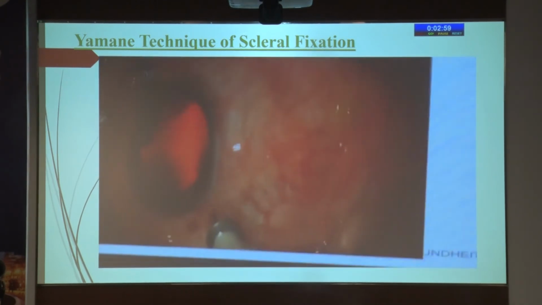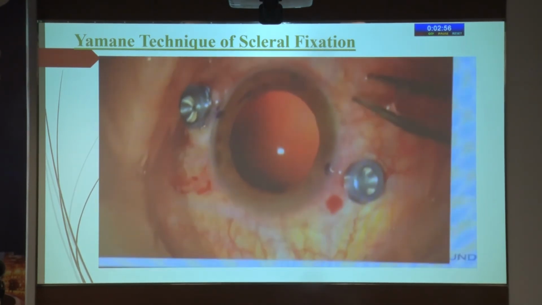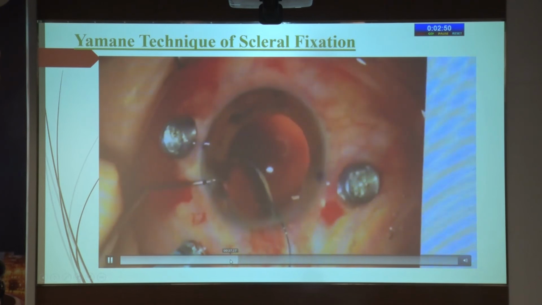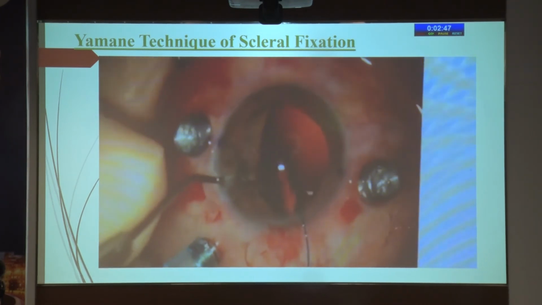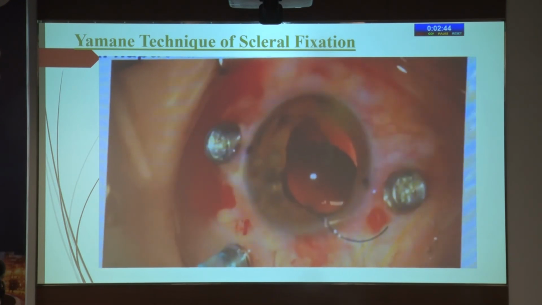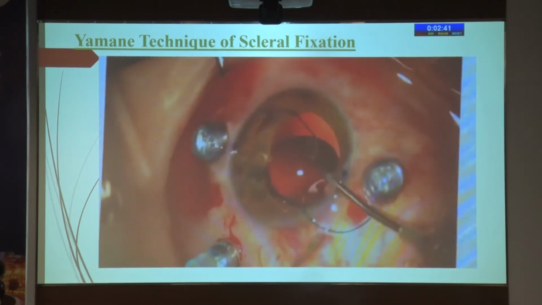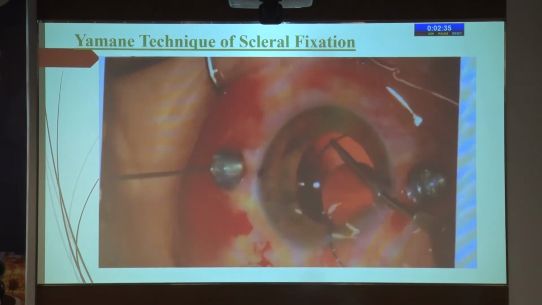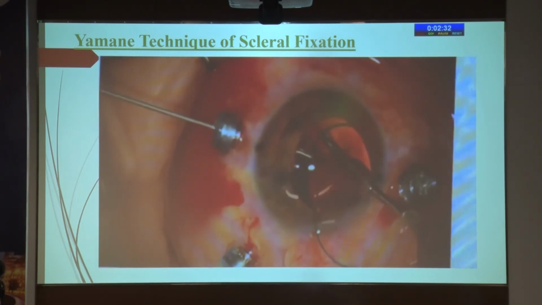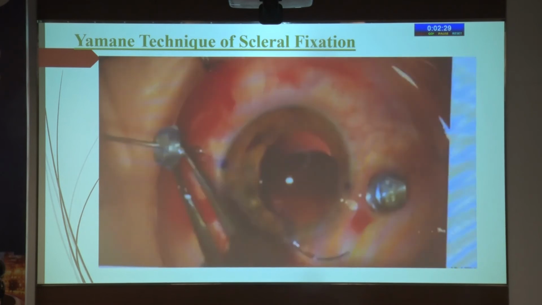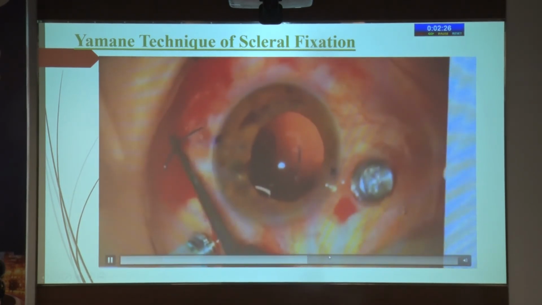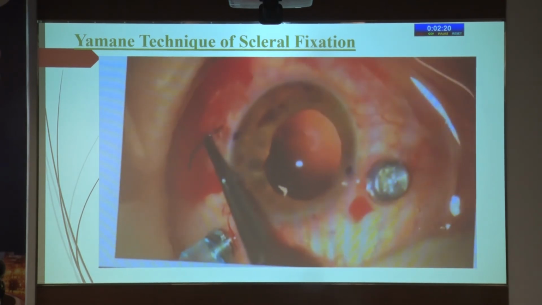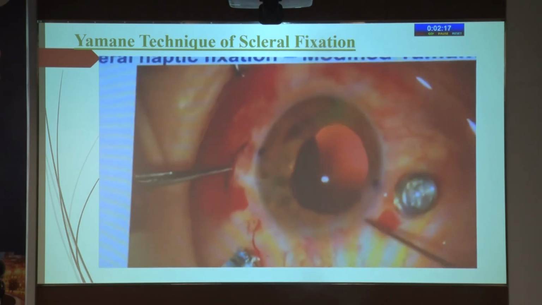Once the two tunnels are created on opposite ends, the haptics are externalized by a handshake technique, and once the haptic has been externalized, it is passed through the intrascleral tunnel which is created. The edge of the haptic, 0.5 to 1 millimeter, is flanged by a low temperature cautery, which is going to thicken the end of the haptics and prevent them from slipping through the intrascleral tunnel. The haptics are being flanged here.